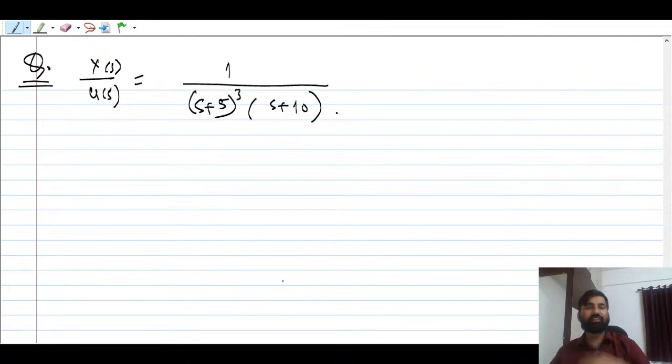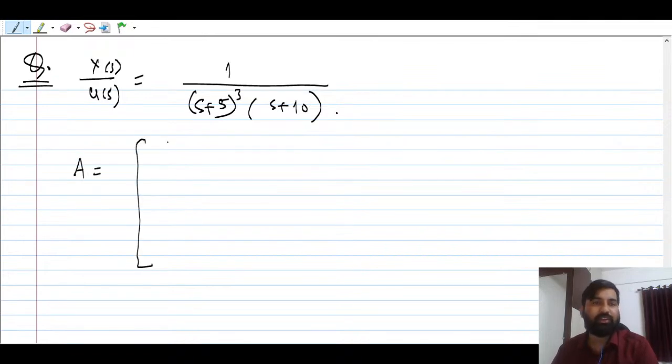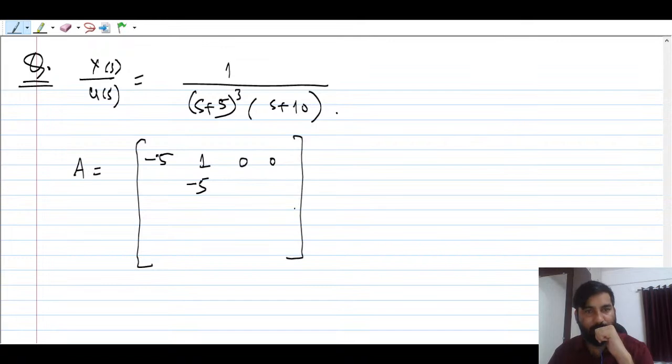In this case, you can write the Jordan canonical form directly. Look, in the A matrix you can write directly: the A matrix will be -5. Remember, this is -5, then -5, and above that there will be 1, and all other entries will be 0. Remember this, it is very important to keep in mind. How many poles are there? That will be the order of the matrix. So there are 4 poles.